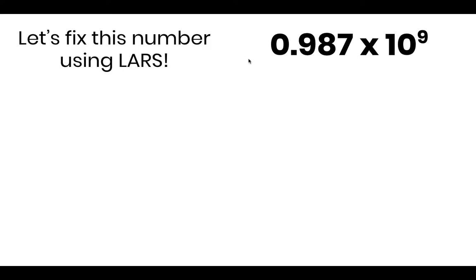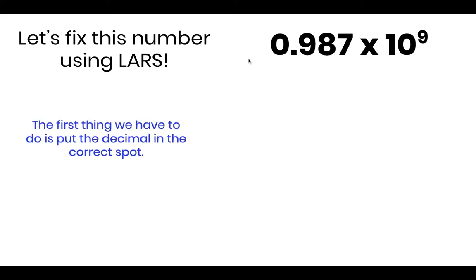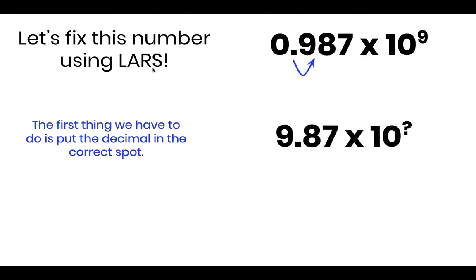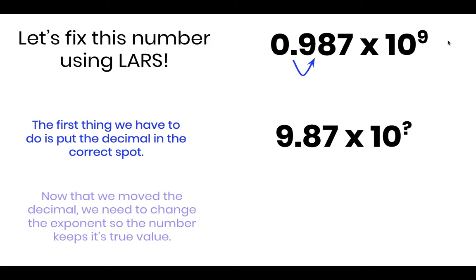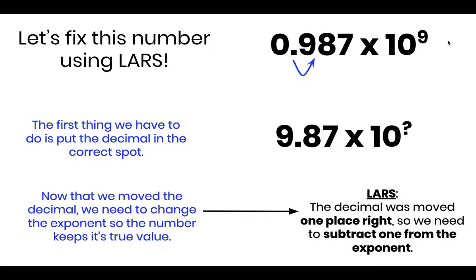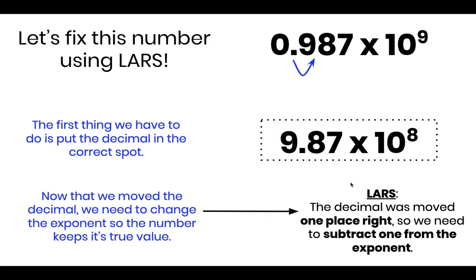Let's look at this one. This one's not in correct scientific notation. We need to move our decimal. This is too small, right? We need to have it 1 or bigger, but less than 10. So that means we got to move our decimal 1 to the right. Looking at LARS, we need to subtract. Since we moved it 1, we're going to subtract 1. So 9 minus 1 will be 8. So 9.87 times 10 to the 8th will be our final answer.